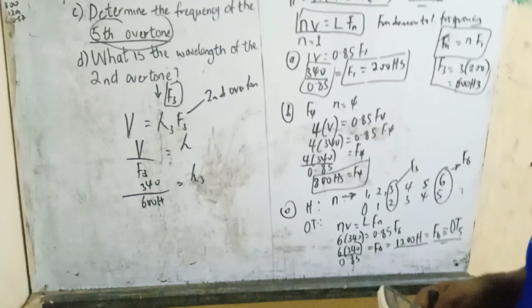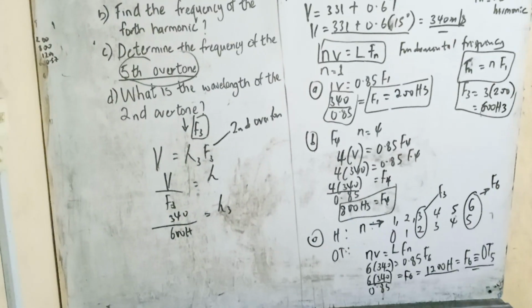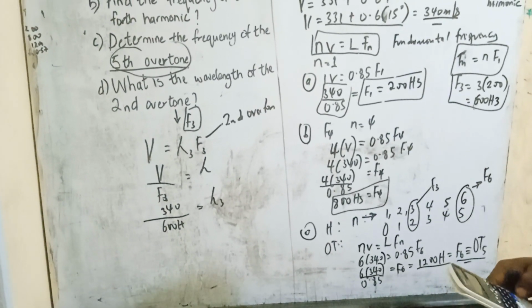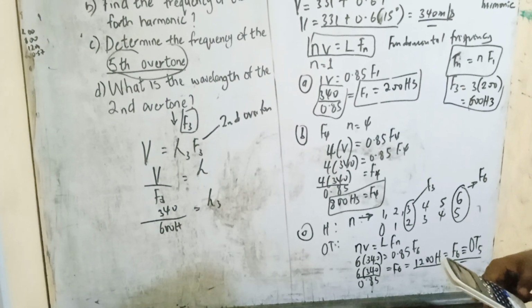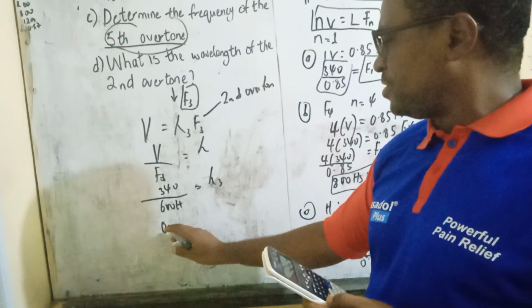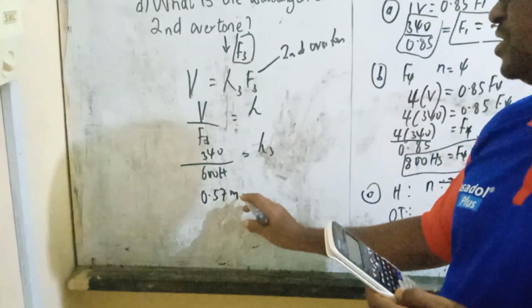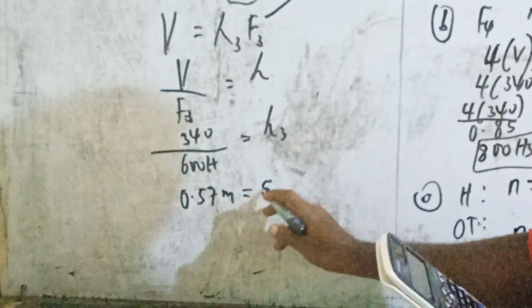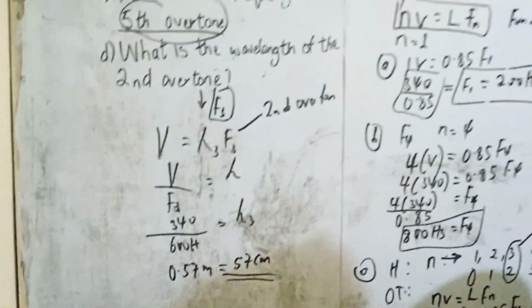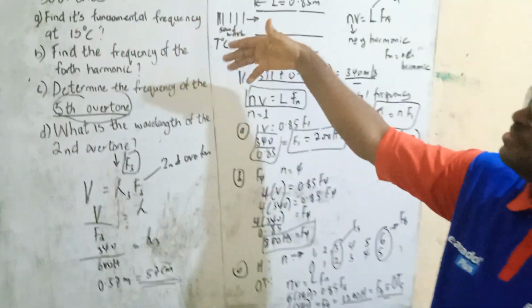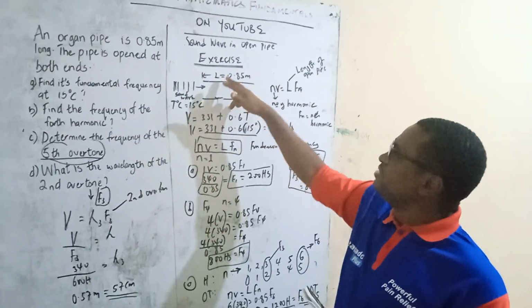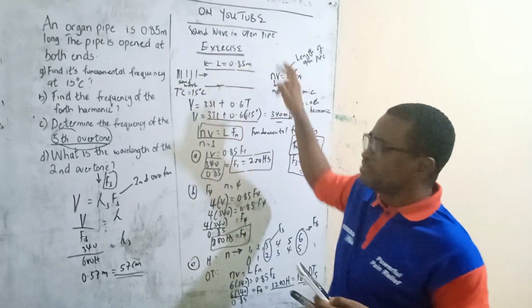So dividing this with our calculator, 340 divided by 600, it's giving me 0.57 meter, which is also equivalent to 57 centimeter. So I believe that we are able to understand one or two things concerning how to solve exercises relating to the sound wave in an open pipe.